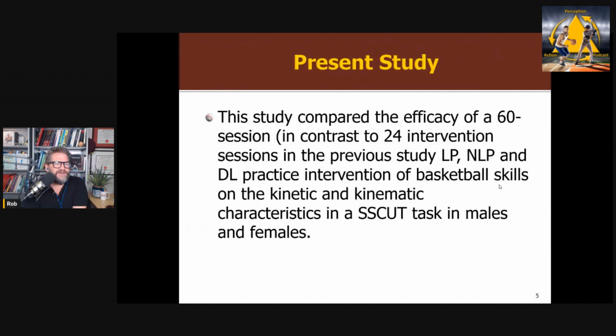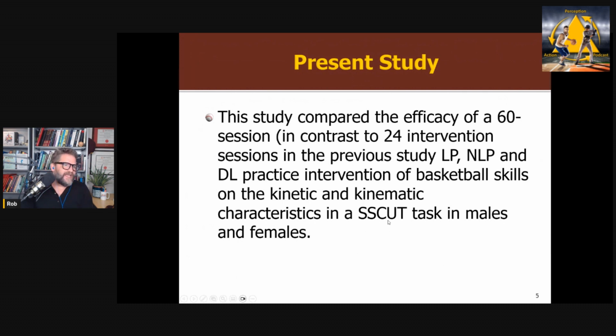So what they wanted to do in this present study was kind of three things. One, they're going to try a different sport. They're going to do basketball instead of soccer. Two, they're going to do a longer intervention period. Maybe in the previous studies we didn't give enough time. The ecological approach takes time. So instead of 24 sessions, they did 60 sessions. And they're going to measure a cutting task a little bit different than a complete change of direction task.